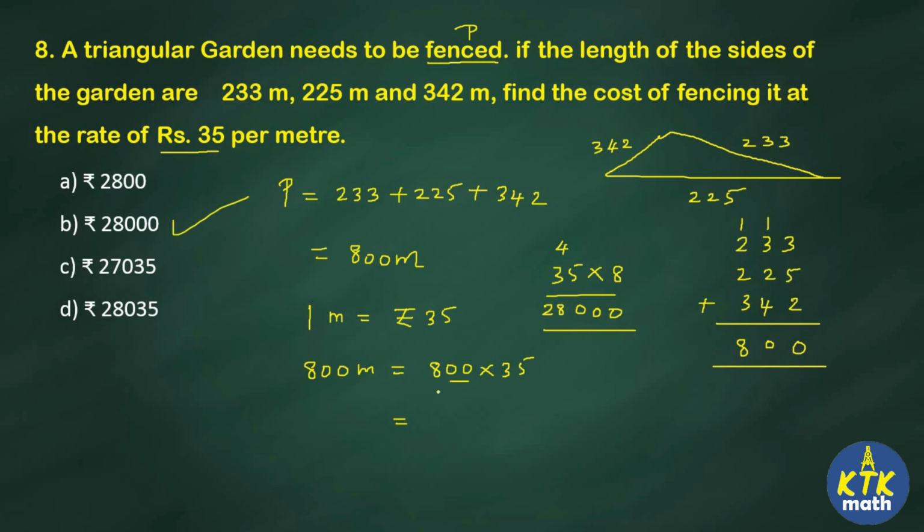When you have a number ending with zeros, you don't need to multiply fully. So leave the zeros, multiply only the numbers 8 into 35. Later you can write those two zeros. Don't forget. So the answer for question number 8 is option B, 28,000.